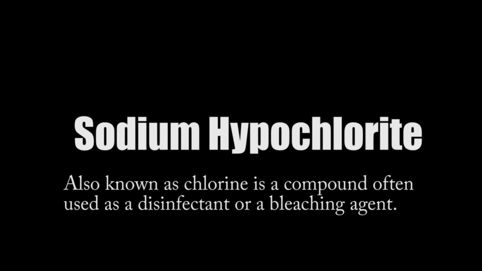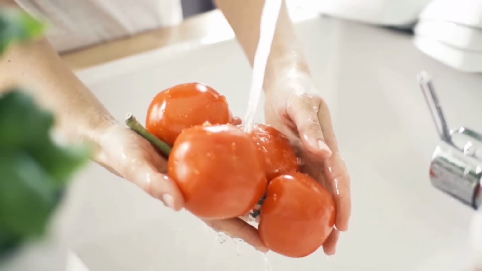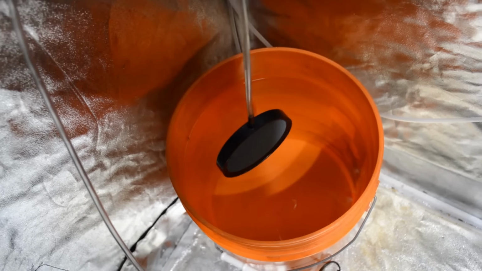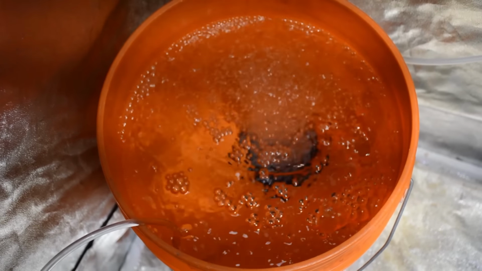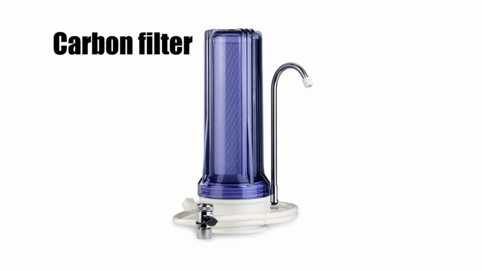Sodium hypochlorite is pretty much chlorine, and this was a standard disinfectant in cities for a long time. The problem with chlorine is that it evaporates real quick, and that's all bad if the goal is to kill microbes before people drink them. Chlorine is easy to remove. All you have to do is air it out. Some people use an air pump and stone and bubble it out overnight. A simple carbon filter also gets the job done.